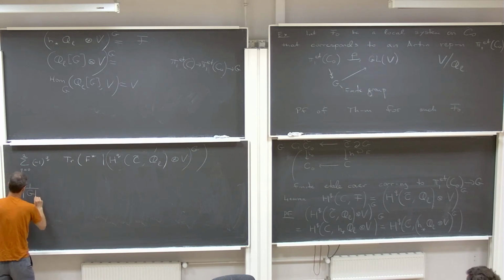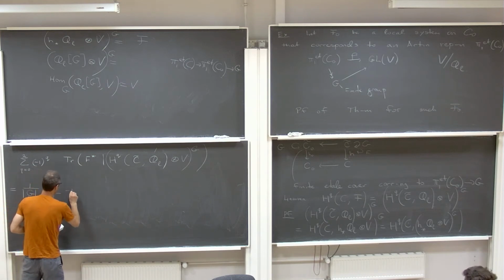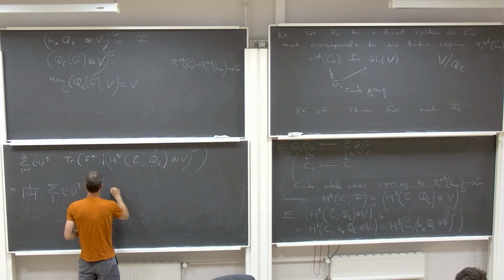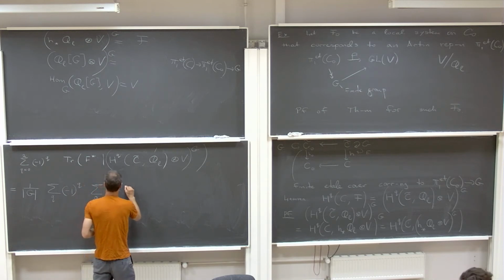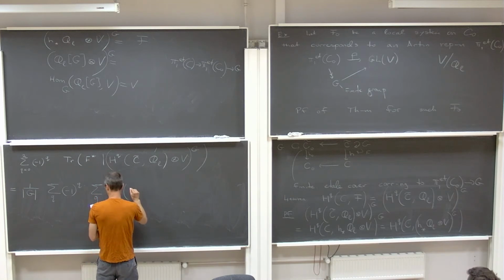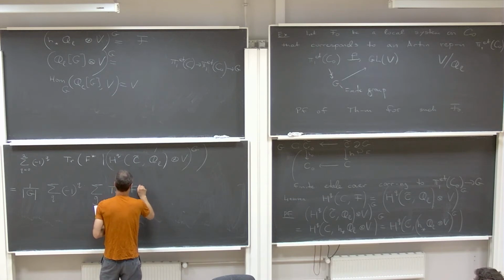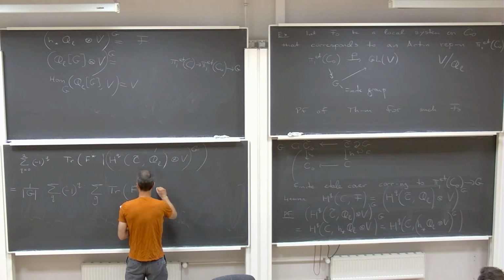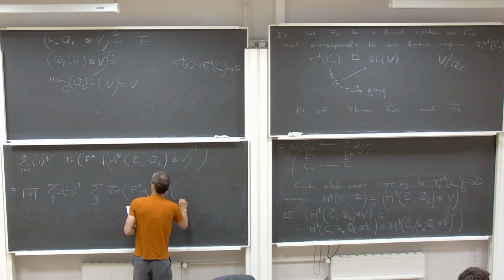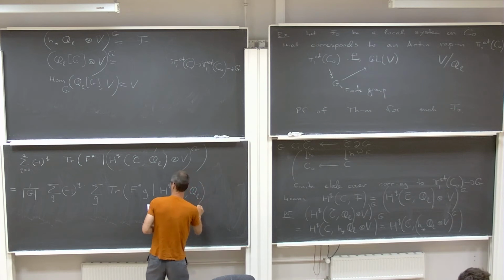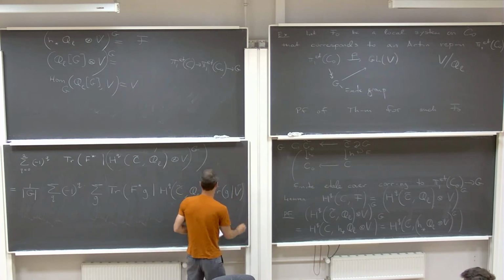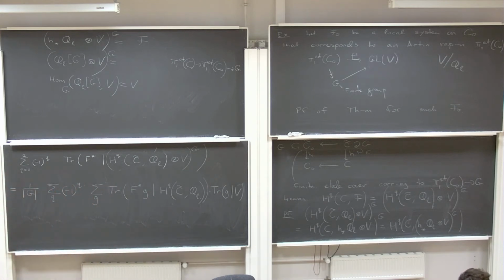I will write it as 1 over the order of G times this sum over Q of minus 1 to the power Q. And then I have a sum over G of the trace of the Frobenius multiplied by G acting on H_Q of C tilde with constant coefficients, right, times the trace of G acting on V. Right? Is it okay?